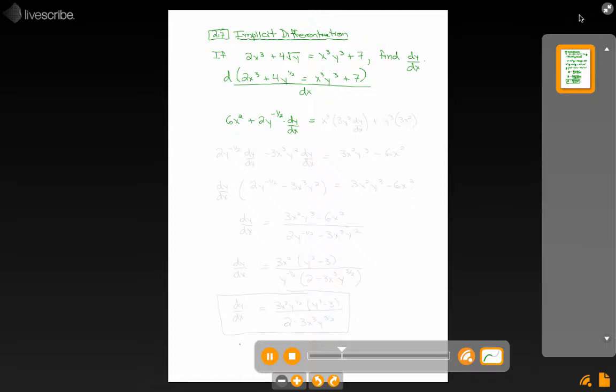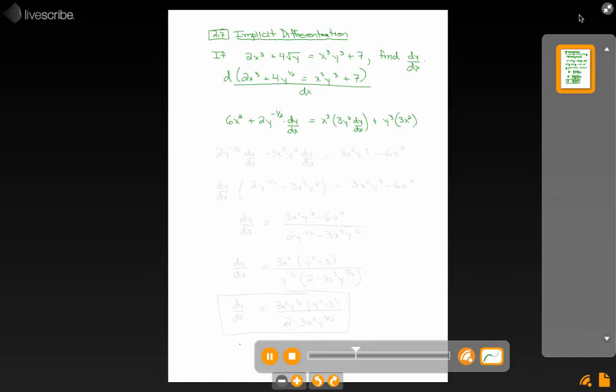x cubed times y cubed requires the product rule. So I have to ask, what's x cubed times the derivative of y cubed? So 3y squared times dy by dx, plus y cubed times the derivative of x cubed, which is just 3x squared, plus 0 because the derivative of 7, a constant, is 0.